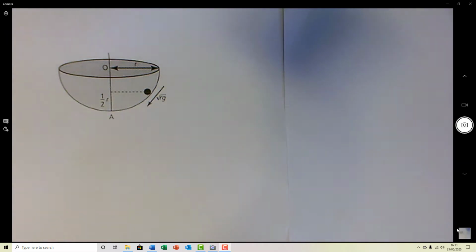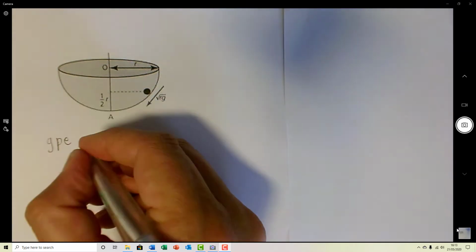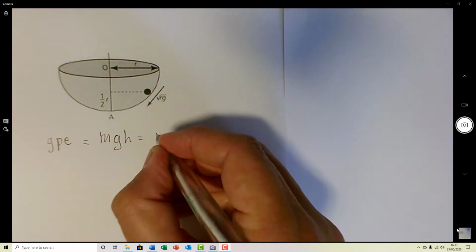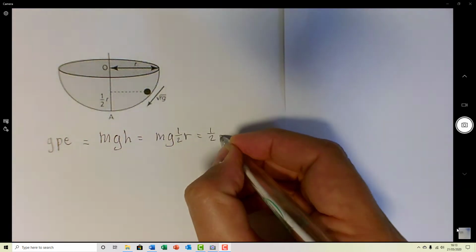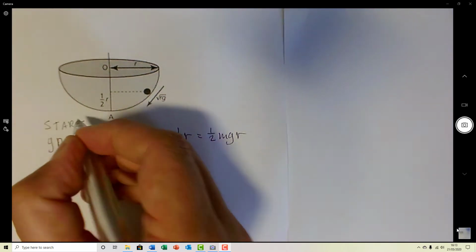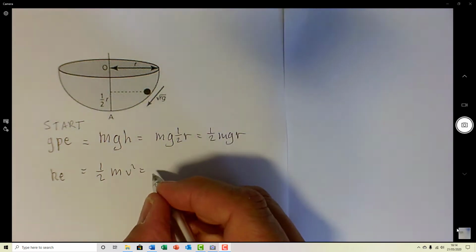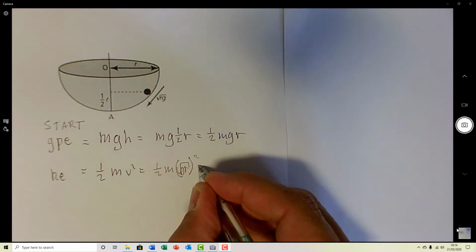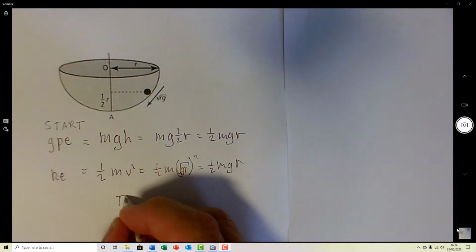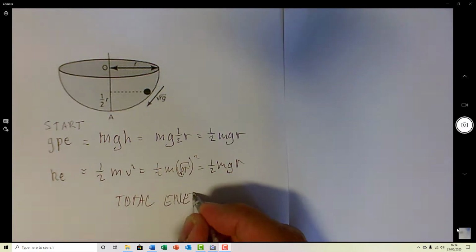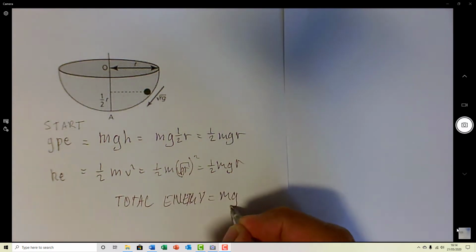This is a straight energy calculation. All we do is this. At the start, the gravitational potential energy is that, 1/2 mgr. At the same time, the initial kinetic energy is also 1/2 mgr. Therefore, total energy is mgr.